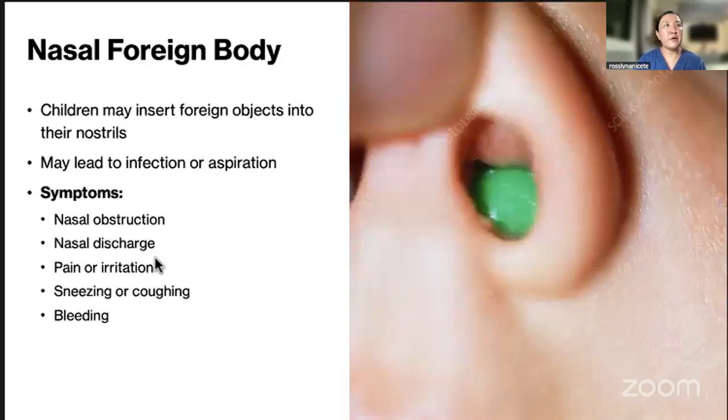Nasal foreign body is also very common, because children may insert any foreign objects into their nostril. A nasal foreign body may lead to an infection or even worse, aspiration. So the common symptoms of a foreign body in the nose include a one-sided or unilateral nasal obstruction, one-sided nasal discharge, pain or irritation, sneezing or coughing, and bleeding.